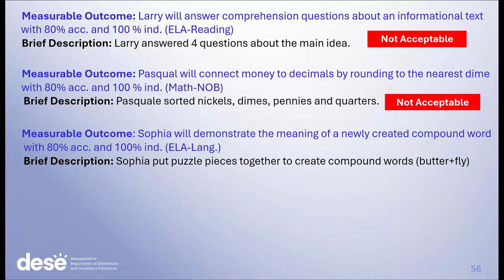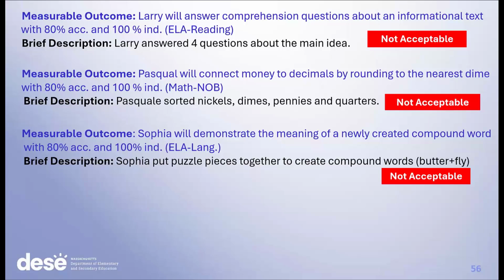So it's 57% said not acceptable, but 43% said acceptable. This always trips people up because she's putting together compound words. But look again, because this is all about vocabulary acquisition. So Sophia is going to demonstrate the meaning of a newly created compound word. So sometimes the puzzle pieces just fit together. So just because she put butter plus fly together doesn't mean she understood the meaning of it. So we want to demonstrate the meaning. So it was not acceptable.